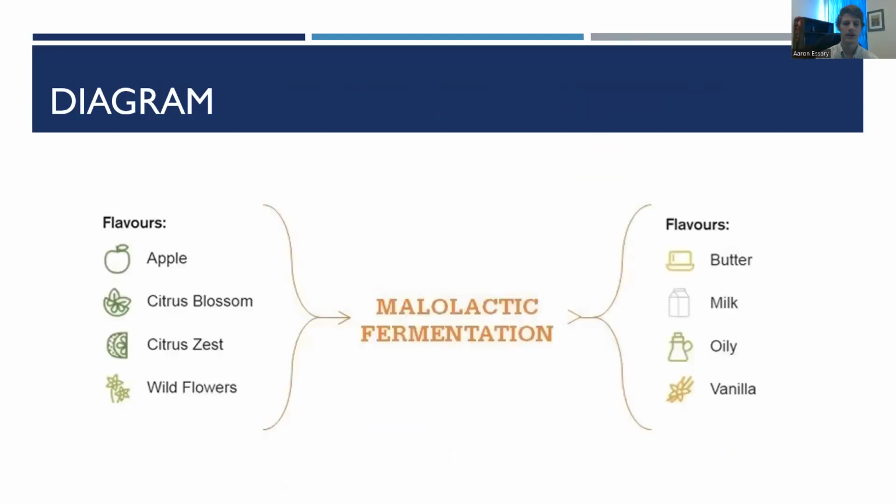Just some more shorthand diagrams. Again, this is a very quick explanation, but essentially you have lemon zest and apple and crisp malic acid, and then you have butter, cream, oil, lactic acid. So that's the conversion. There's a lot more to it than that, and that's what we'll dive into in this webinar now. But that's essentially what's going on in your wines when they go through malolactic fermentation.